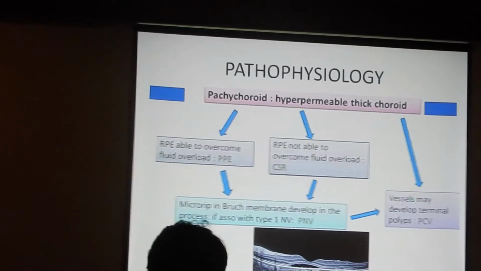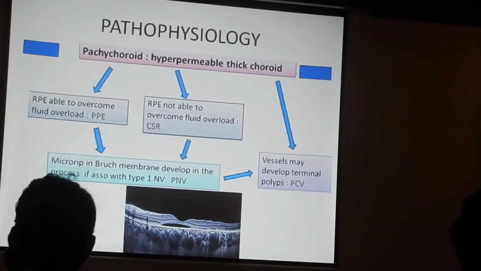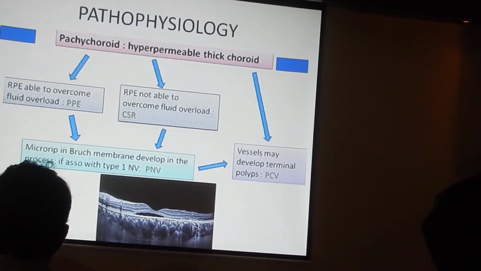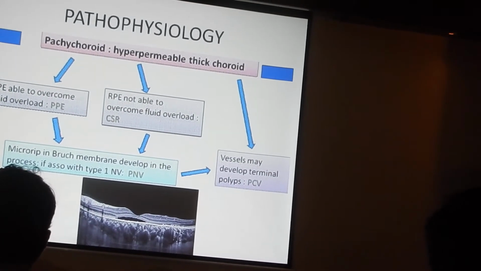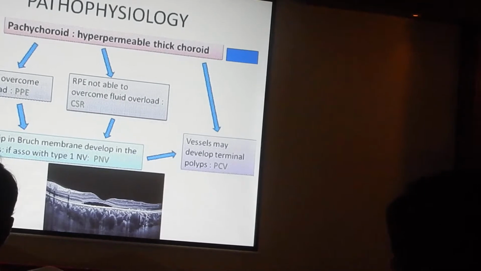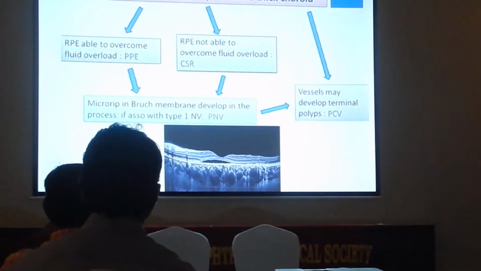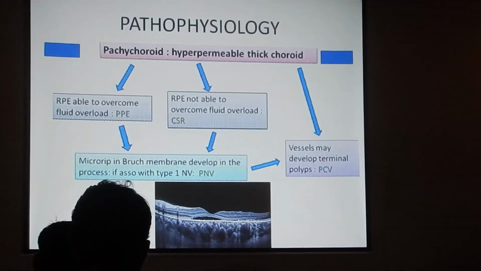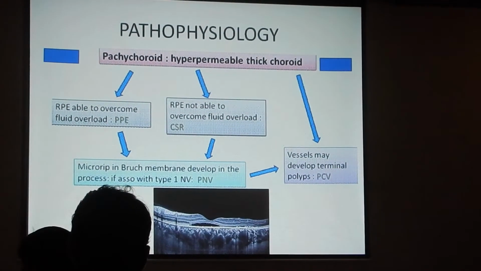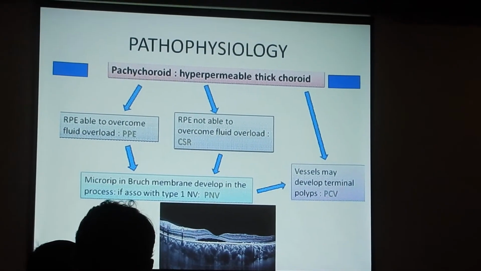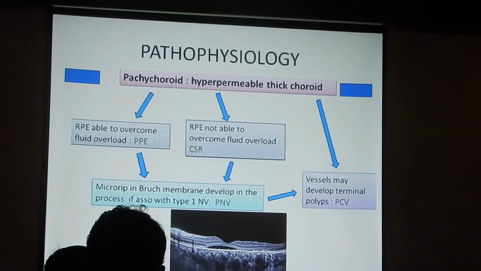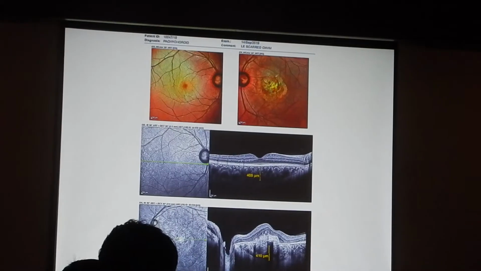Initially the patient can present to you with CSR, and later on the patient can develop neovascularization. So wet AMD or a pachychoroid neovasculopathy can manifest to you as a CSR. Every CSR patient can sometimes develop a neovascular membrane also. So this is the current concept.